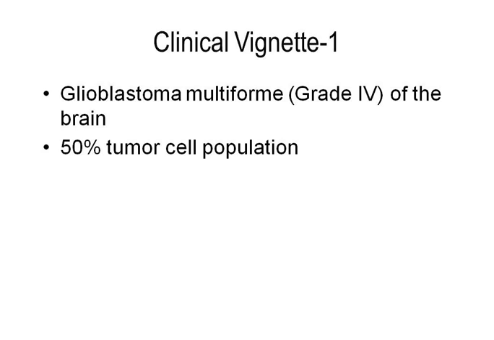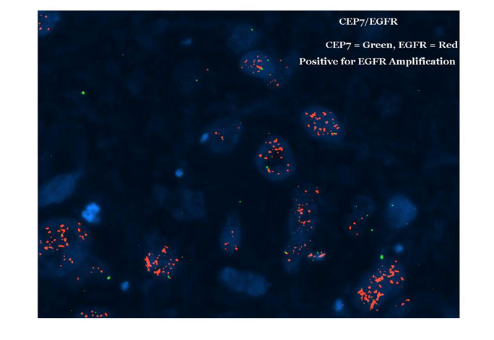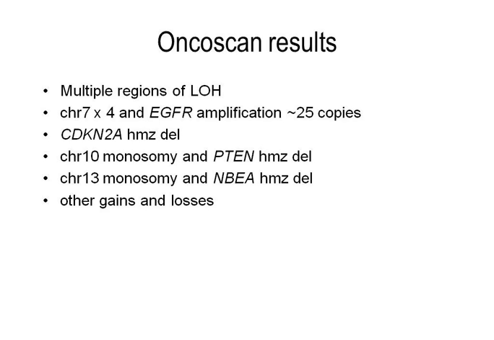Just wanted to share one case with you because I'm limited with my time. This is a kid with glioblastoma, grade 4, and had 50% tumor population based on morphology. And the NGS and FISH was done, so NGS showed EGFR amplification. FISH, of course, confirmed that, and was negative for MLL and ALK rearrangements. I show here the EGFR amplification by FISH. And as I showed before, NGS was very obvious because of the increase in the reads.